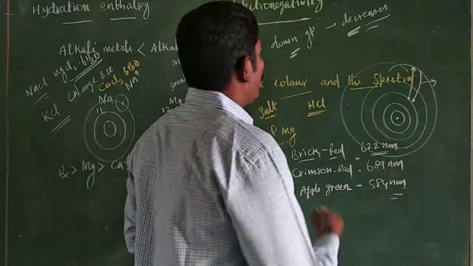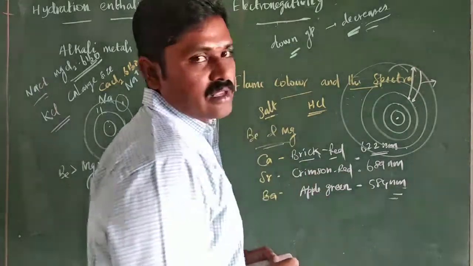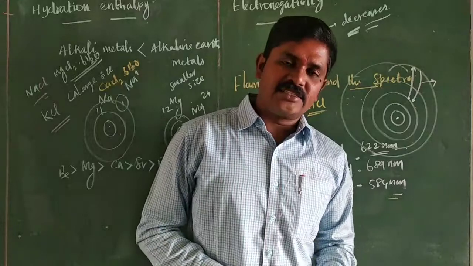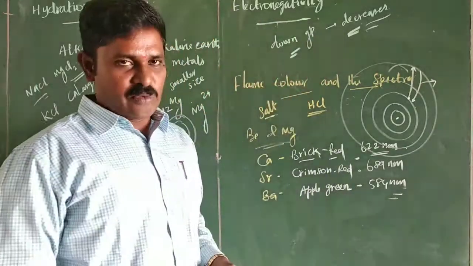So these are the general characteristics of alkaline earth metals.